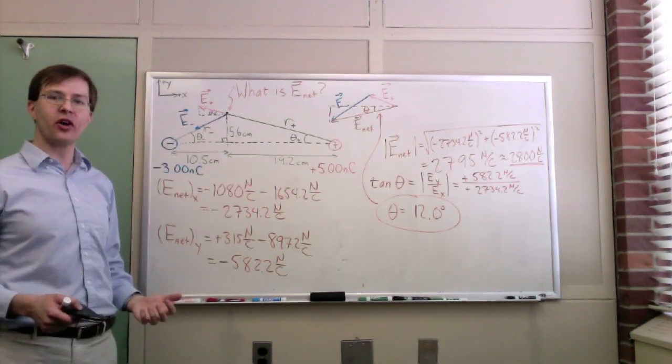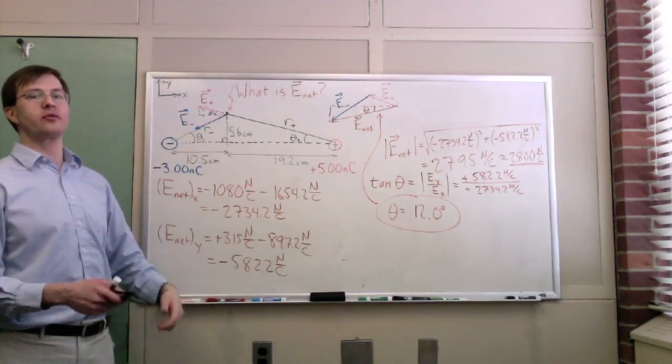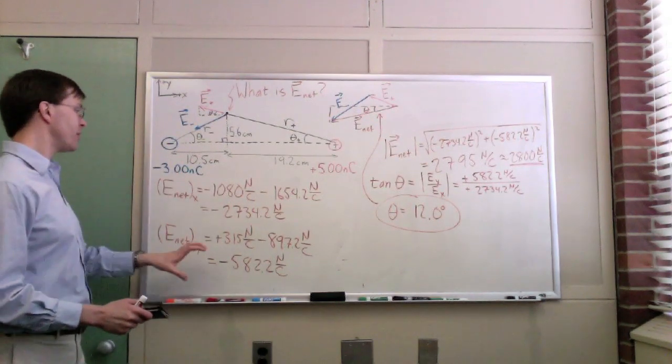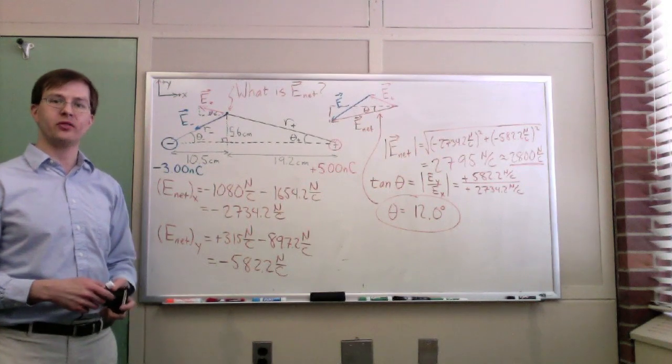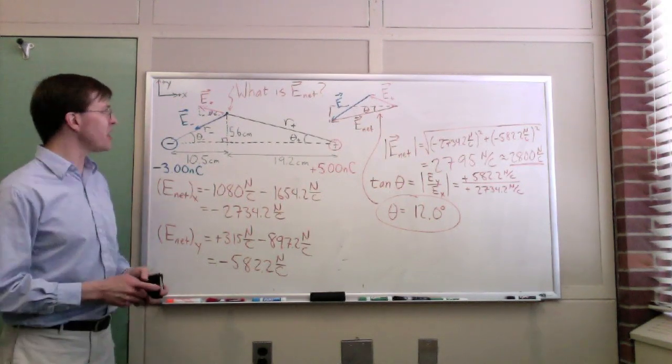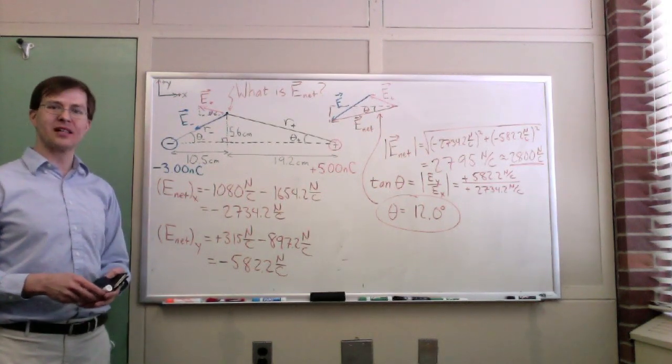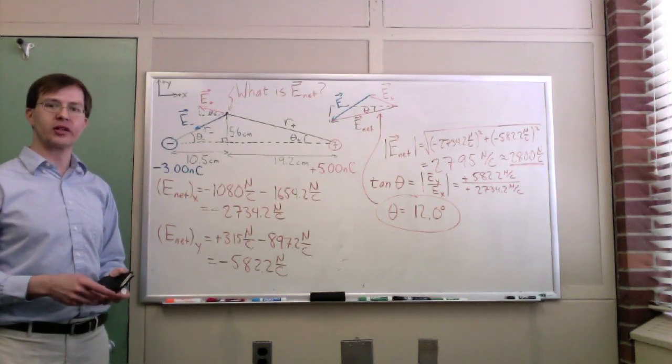Once we have the list of all the x components, we add them up. Once we have a list of all the y components, we add them up. We get our net components, and then we just do standard vector stuff if we want magnitude and direction. That's the whole story, and I hope that's a decent little review of how you do electric field problems.